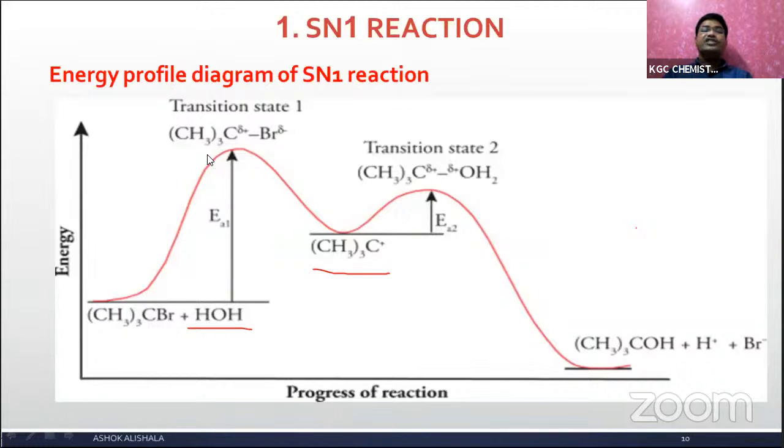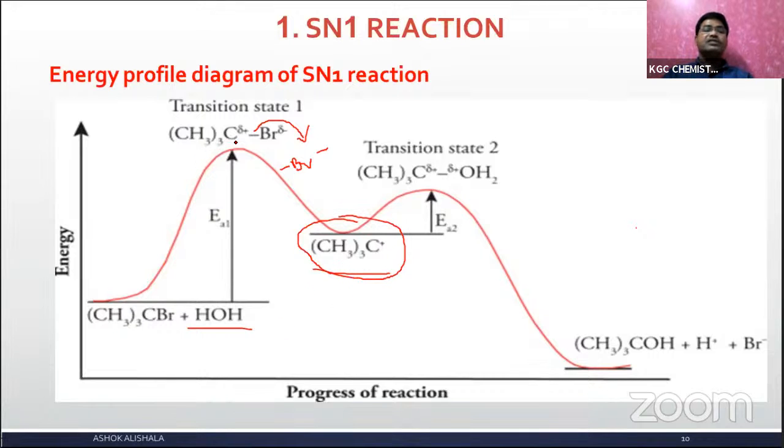Here, you see, there are 2 transition states, transition state 1 and transition state 2. Transition state 1 is in the first step, where the carbon bromide bond is going to be weakened, and the energy of the alkyl halide increases. Then after getting a higher energy state or transition state, the bromide ion is lost. A tertiary carbocation is formed like this.